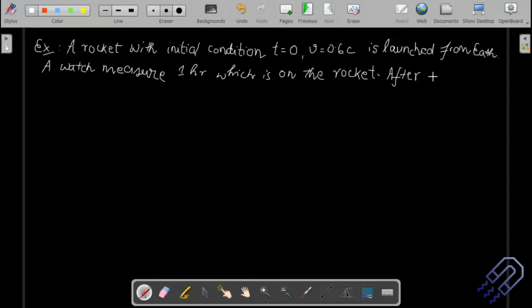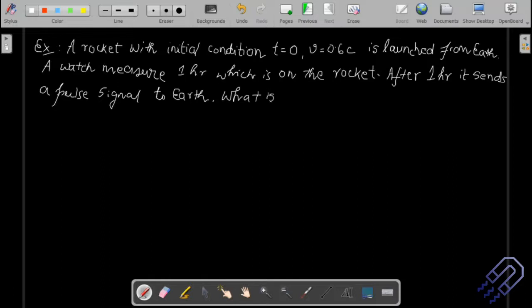So what happens after 1 hour? After that 1 hour has passed on the watch which was on the rocket, this is a very interesting problem, it sends a pulse. Maybe it sends a flash of light. So it sends a pulse signal, it may be any kind of electromagnetic wave, to Earth. We have a detector here which detects that pulse signal. I think the question is easy to understand now.